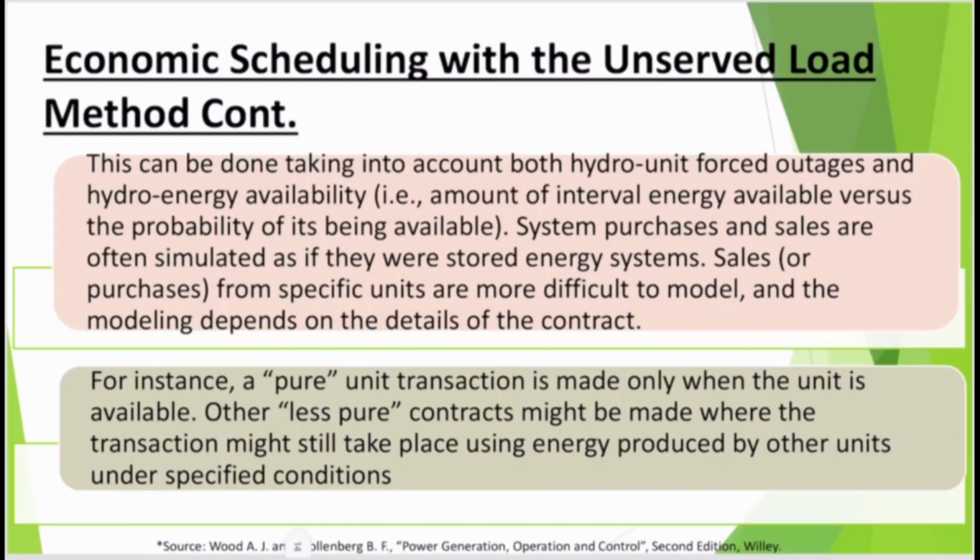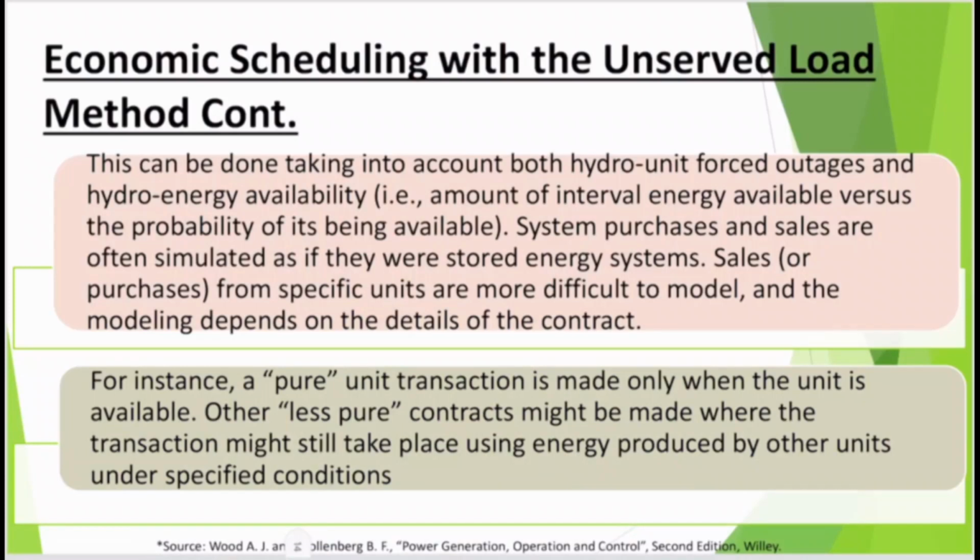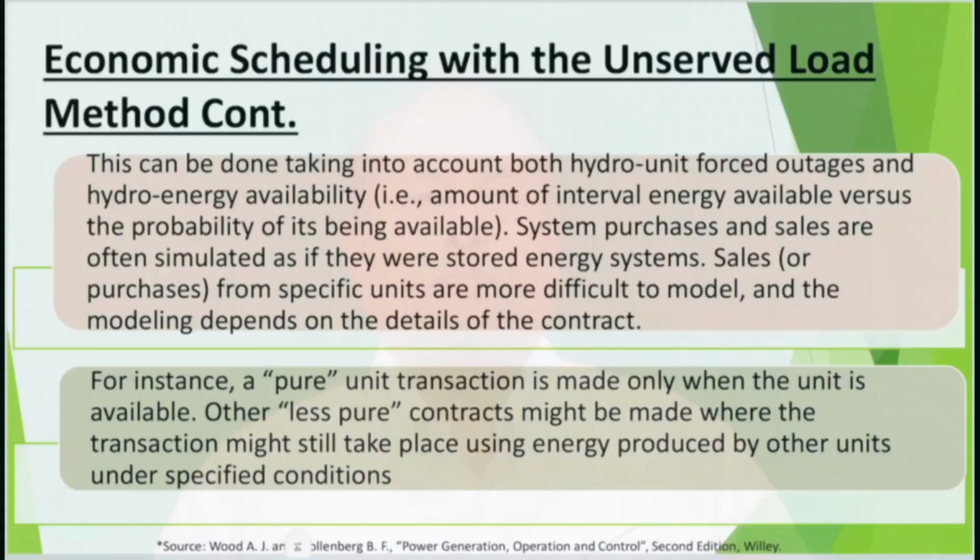Now sales or purchases from specific units are more difficult to model, and the modeling depends on the details of the contract. For instance, a pure unit transaction is made only when the unit is available. Other, less pure contracts might be made where the transaction might still take place using energy produced by other units under specified conditions. So units which are guaranteed we call pure, and those which depend on other units are called less pure units.